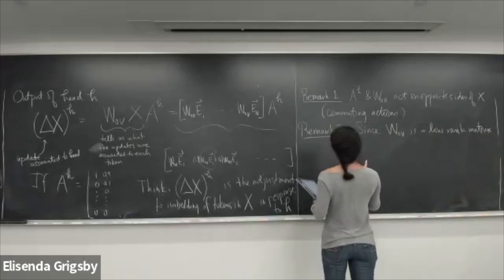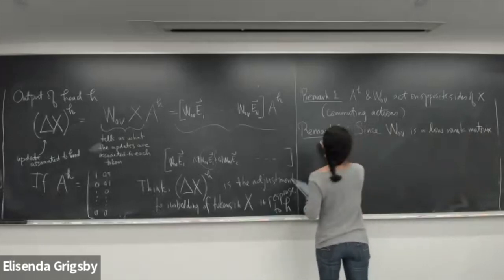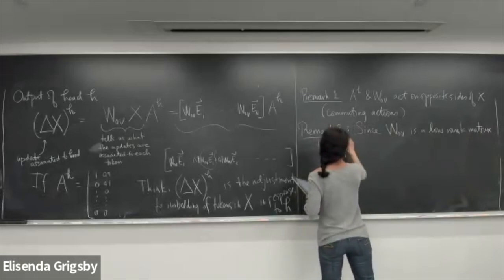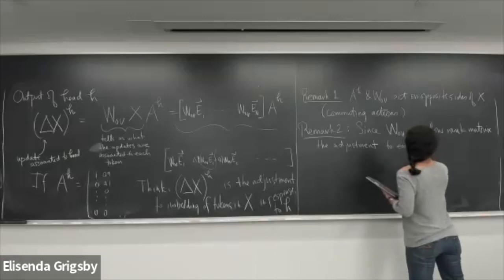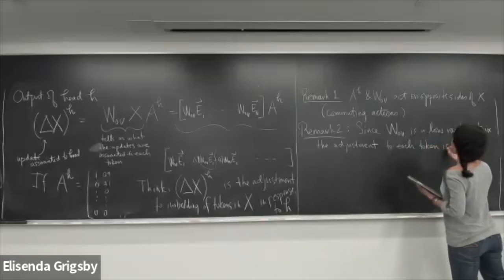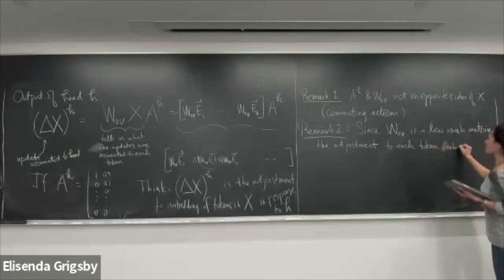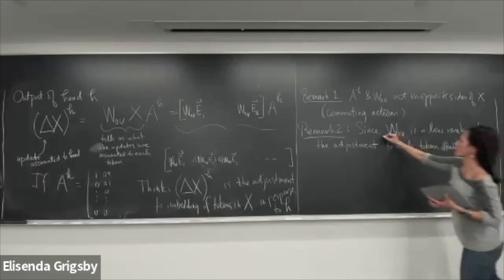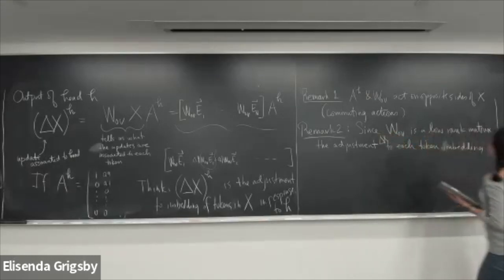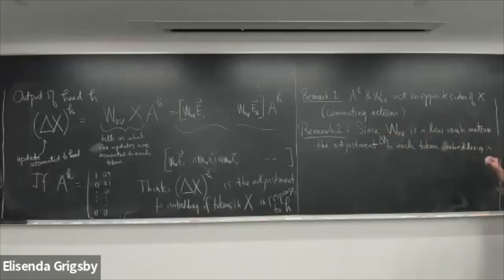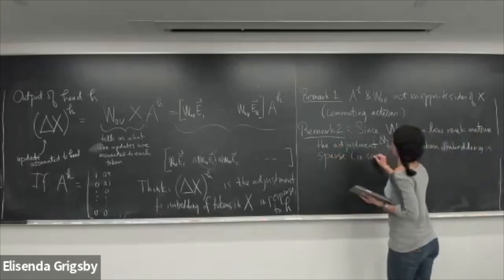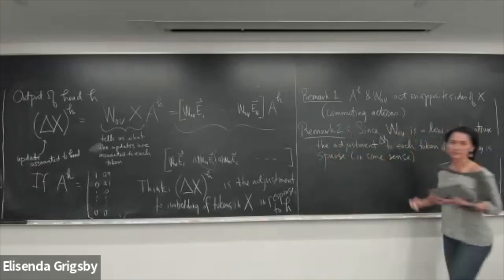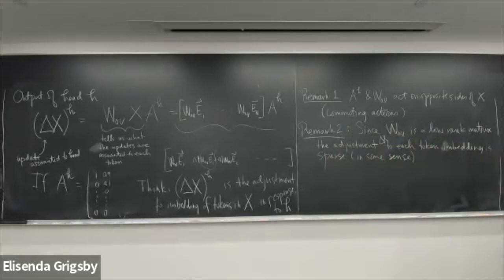So it's a low rank matrix. The adjustment to each token is in some sense sparse. When I say the adjustment, I mean what I'm calling delta X. Each token embedding adjustment is sparse in some sense. Okay.